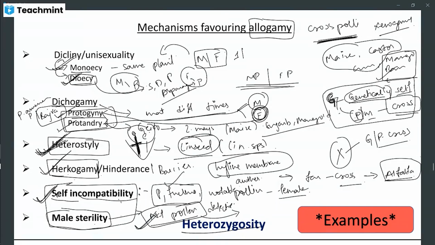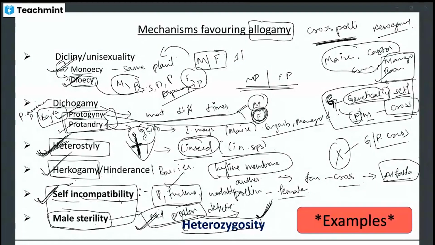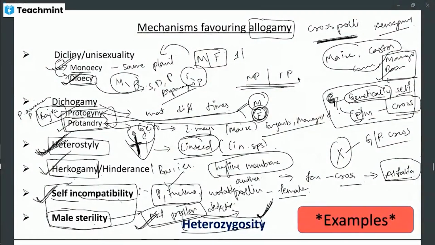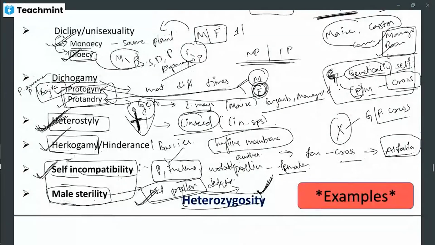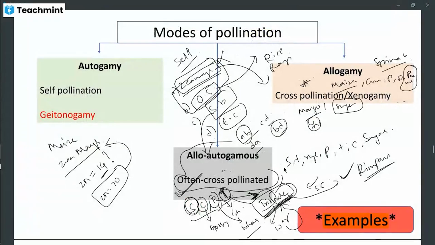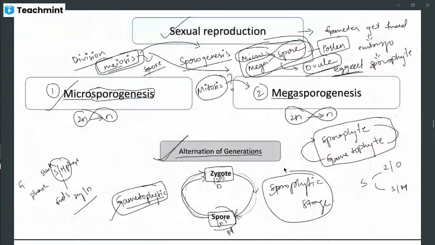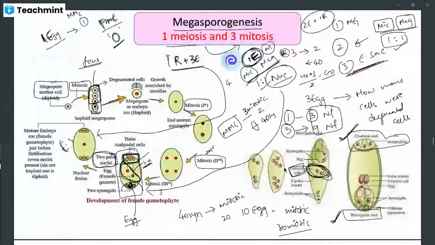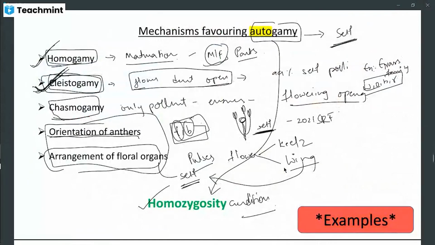And the last thing is heterozygosity. Cross-pollination always favors heterozygosity. Am I right? Yes, sir. So cross-pollination always favors heterozygosity. With this I will conclude the chapter of both sexual reproduction and modes of pollination. One important thing that you need to remember throughout this chapter is examples. Examples are the most important thing, with their scientific names and chromosome number.